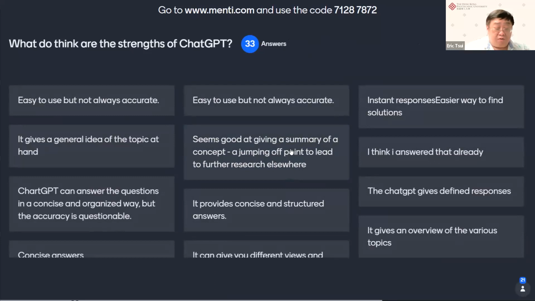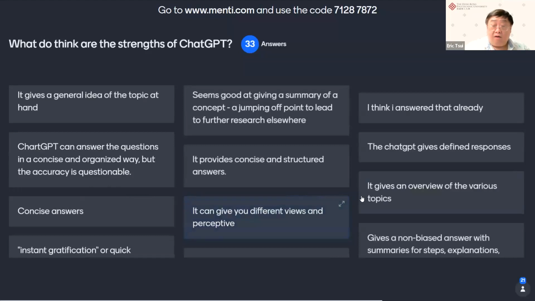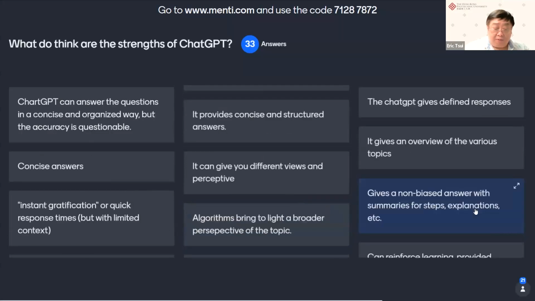Your students have got very good interpretation and insights. It provides concise and structured answers. Give you different views and perspective. Okay, I think I answered that already. The chatbot, they've defined the responses. It gives an overview of the various topics, gives a non-biased answer with summary, steps, explanations.